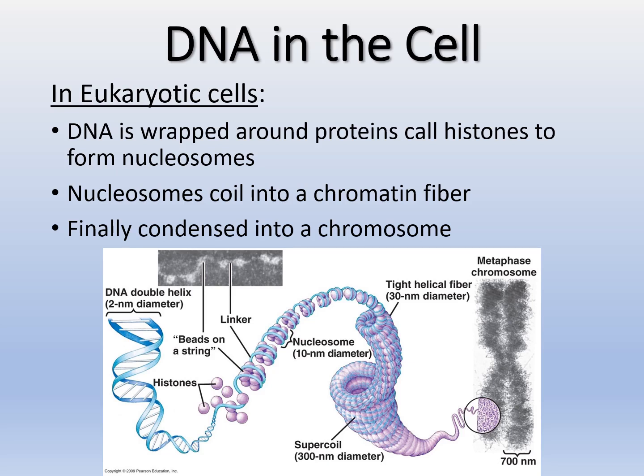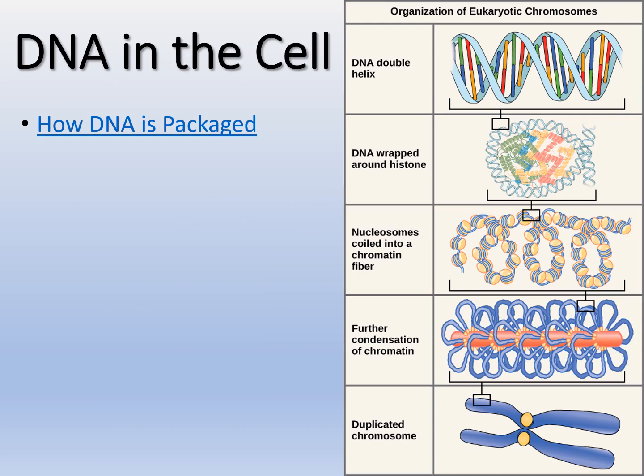So then we can condense these spirals into a chromosome. So if we're able to continue to spiral and even supercoil these fibers, then we can package them into chromosomes. Okay.